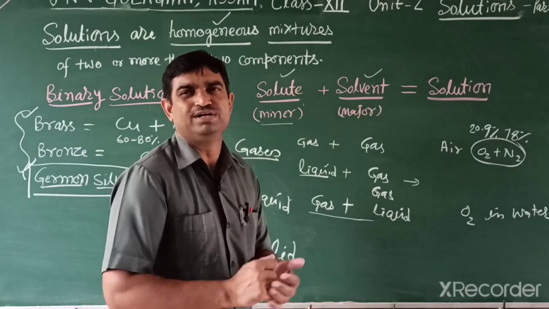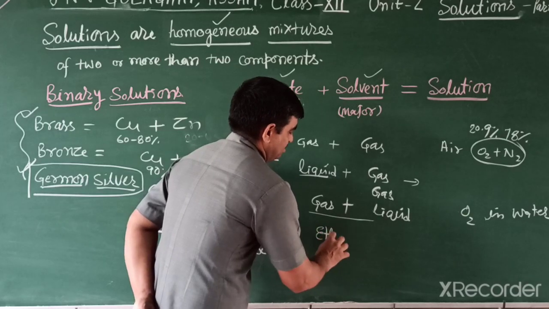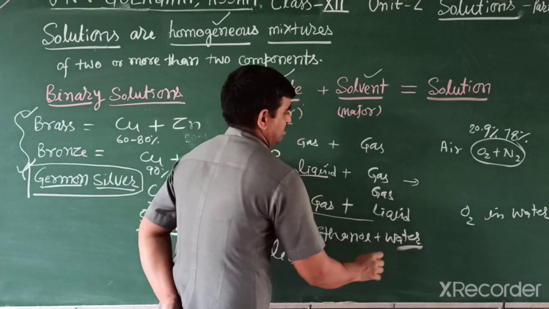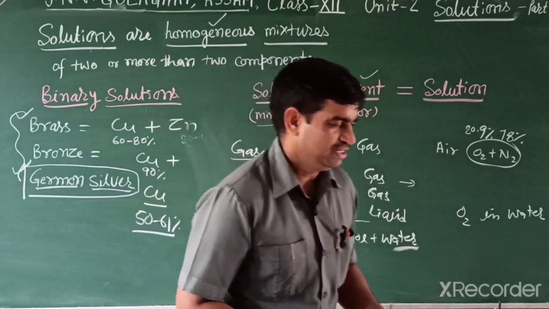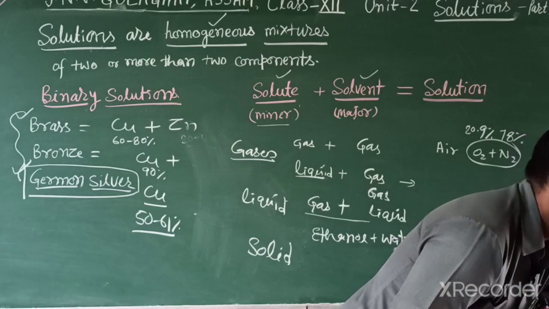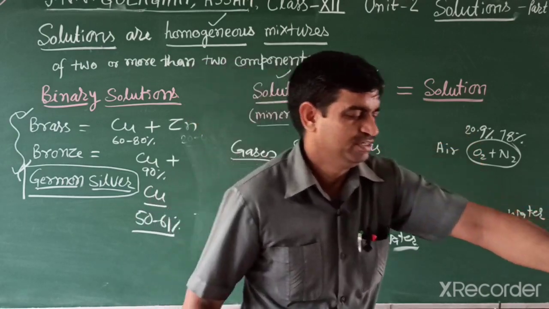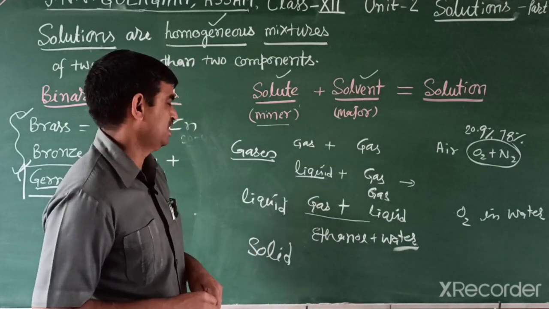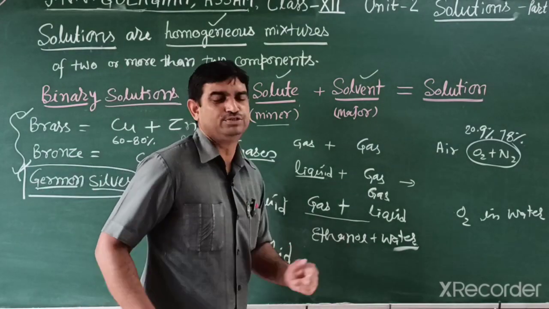Another is liquid in liquid. When you mix ethanol and water, that is also a liquid solution. Another is solid in liquid. For example, copper sulfate in solid form, when we mix it in water, that is solid in liquid. Copper sulfate, salt, sugar, such solutions are solid in liquid. That is also a liquid solution.